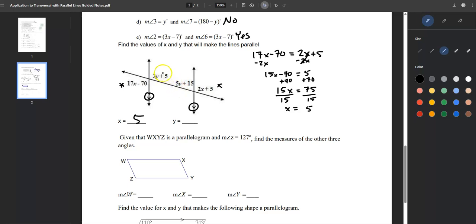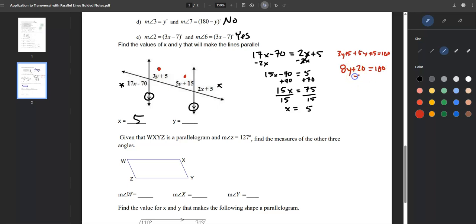And then my y's, if I look at here, I've got my y's are in these two spots, here and here. Those are consecutive interior angles. So what that means is I should be able to go 3y plus 5 added to 5y plus 15, and that should equal 180 is what you should get for that. Okay, so I'm just going to solve this, combine those two, that'll give me 8y. Combine those two, that gives me 20.